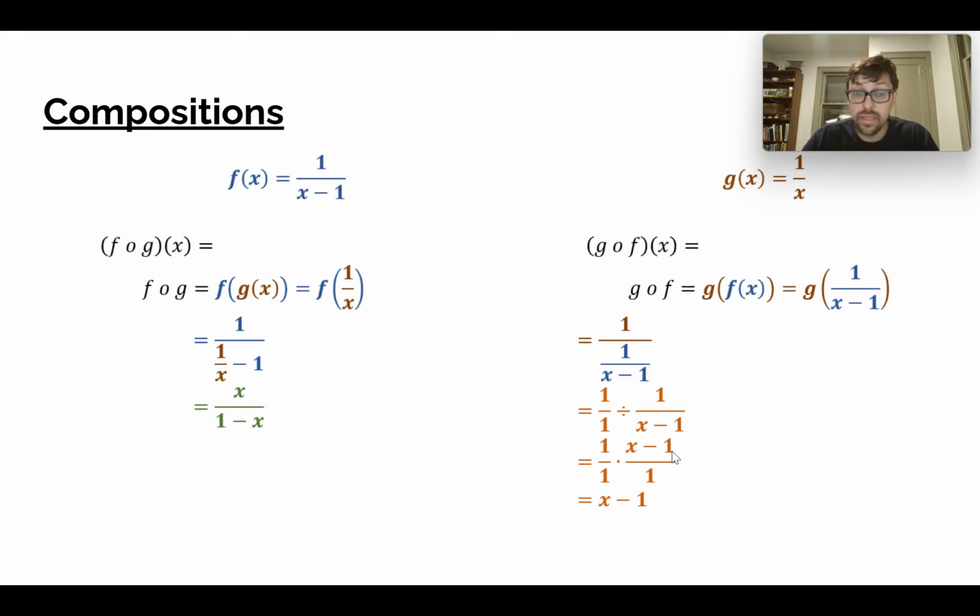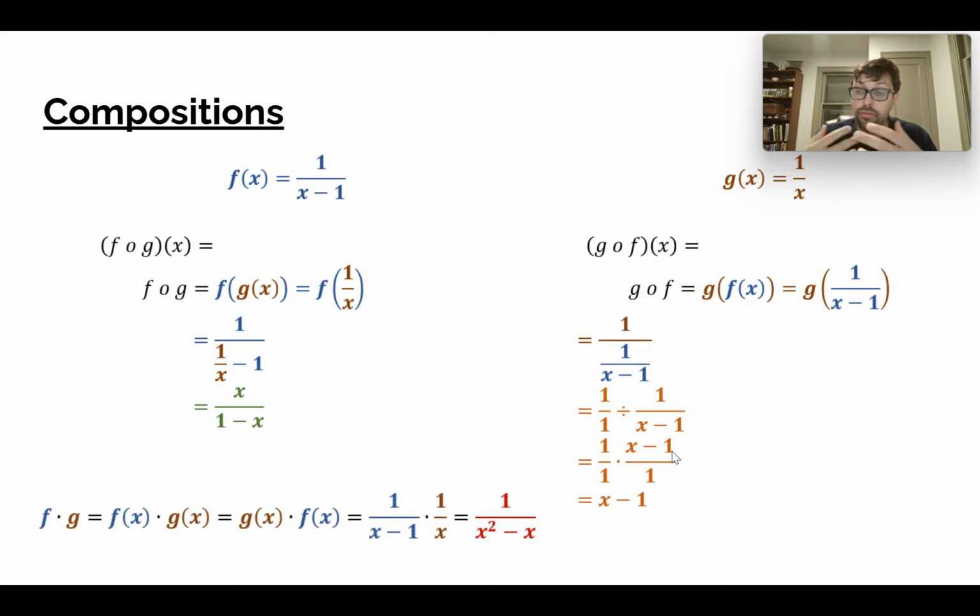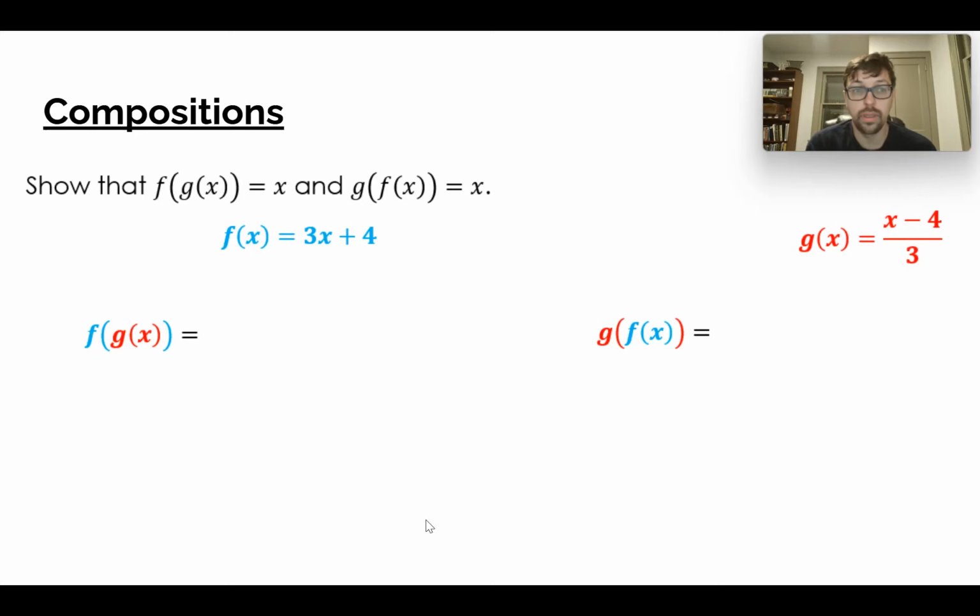Keep in mind, this composition is different than a multiplication. If we were to multiply these two fractions together, whether it's f times g or g times f, wouldn't matter. We get a very different answer than what we would get when we compose the two functions. So this circle is a composition. Put one function into the other one, not a multiplication. That is just the filled in dot.